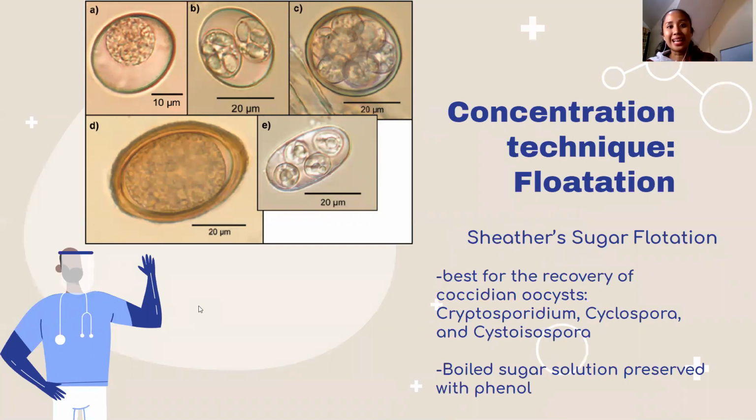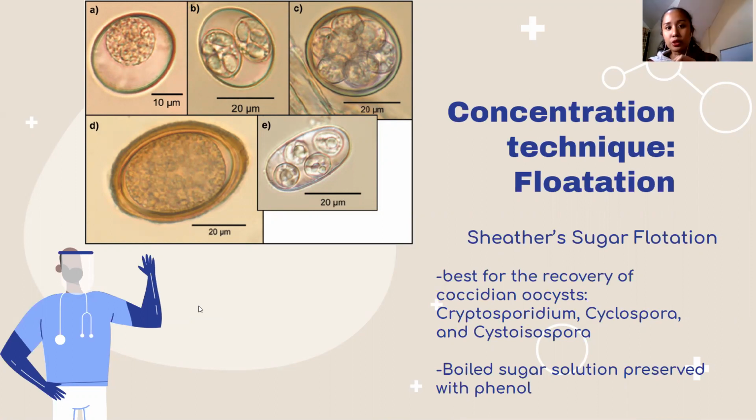Yan, they are unicellular. Guys, these are transmitted through fecal oral transmission. So class, one way to recover this coccidian oocyst is Sheather's sugar flotation. So dapat pag narinig na yung Sheather's sugar flotation, itong mga oocyst na ng coccidia ang maiisip nyo.